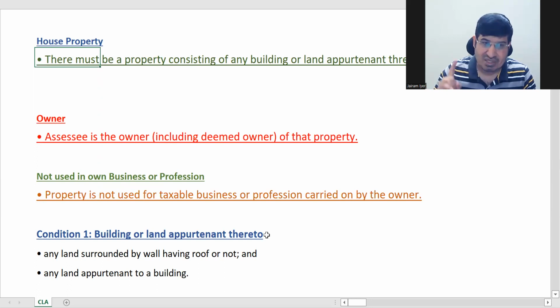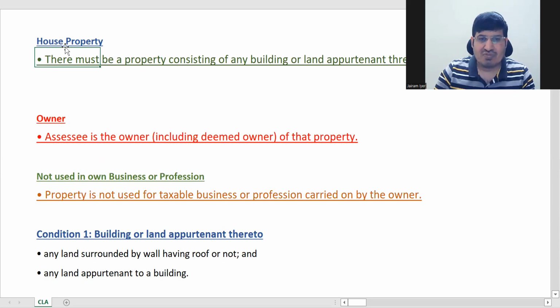So these are the 3 points which are important for chargeability. It must be a property consisting of building or land appurtenant thereto. The assessee must be the owner. Property should not be used for his own business or profession. So now one by one, we'll just see expansions of this.